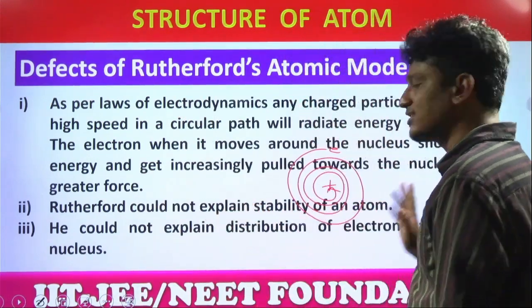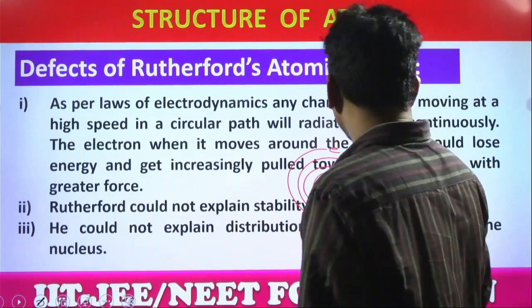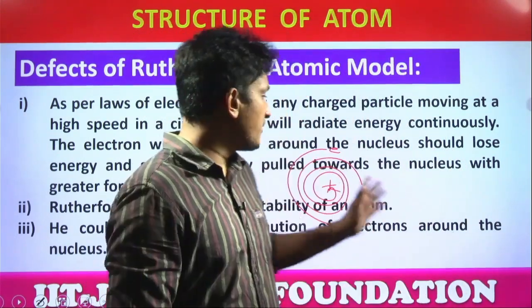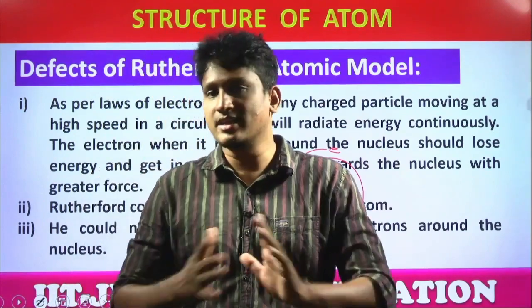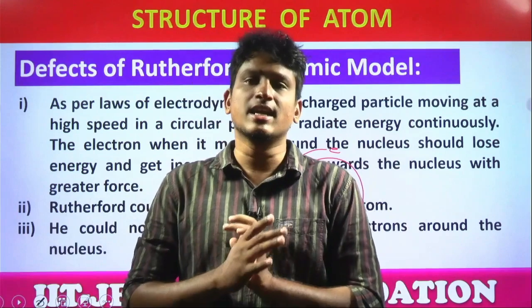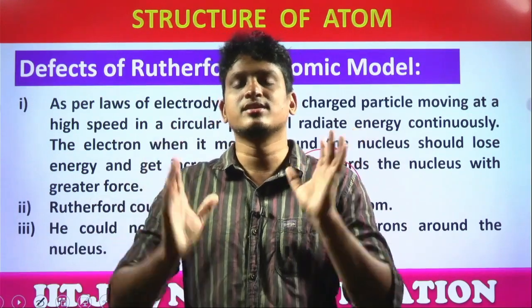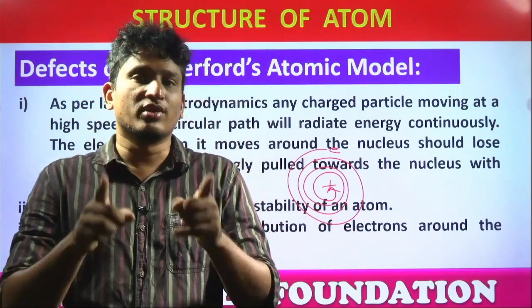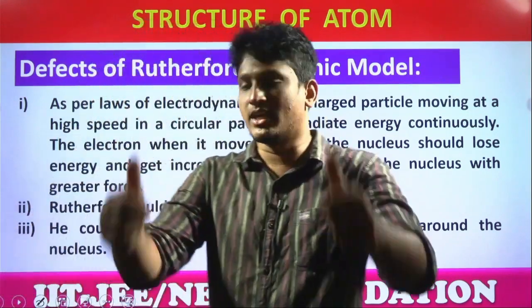Rutherford could not explain the stability of an atom. He could not explain the distribution of electrons around the nucleus. Electrons are in different positions, right, students? He didn't say anything: in the first position how many, second position how many, third position. He didn't say anything about the distribution of electrons around the nucleus. But whatever he gave about protons and neutrons is absolutely correct.